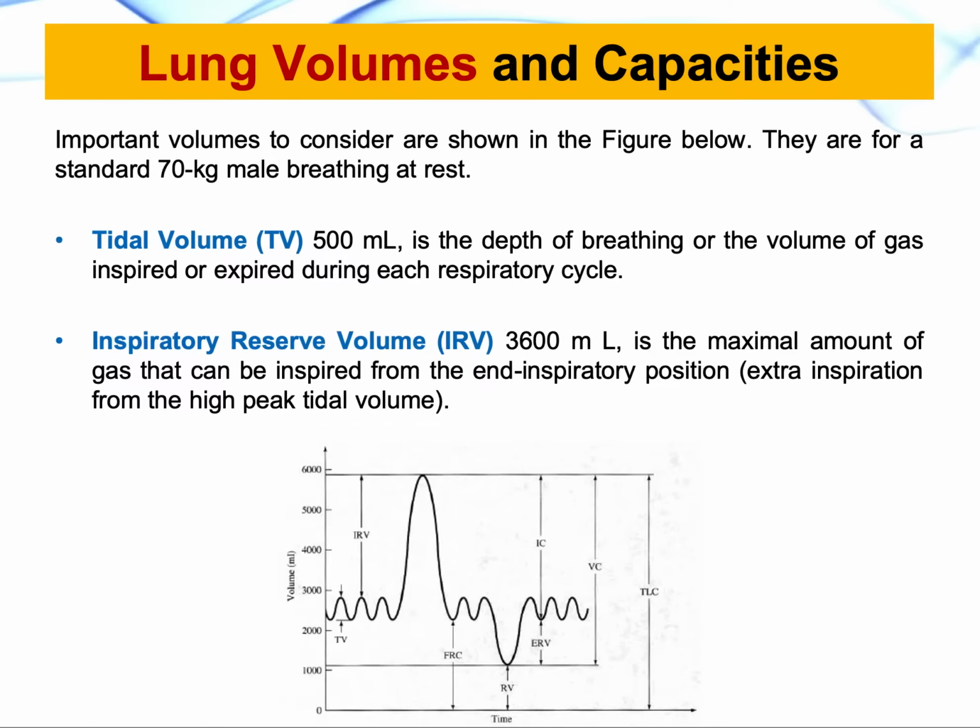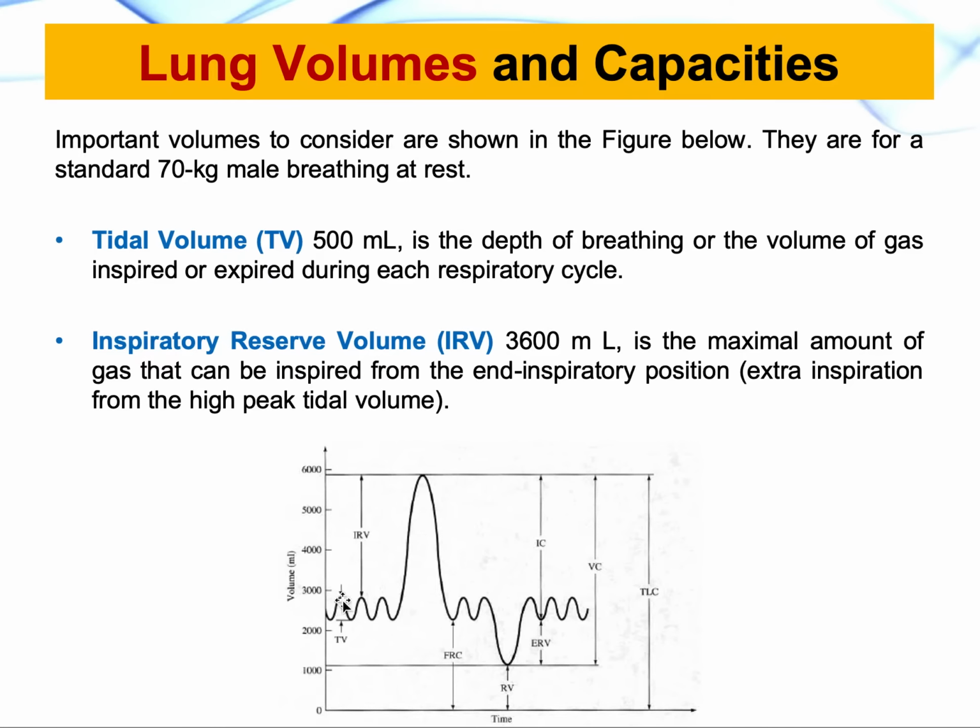So the first thing that we'd like to define is something called tidal volume, and this is roughly 500 milliliters for a standard 70 kilogram male, and that is this quantity here, the tidal volume. The definition of this value is the depth of breathing, or the volume of gas inspired and expired during each respiratory cycle at rest. So here you are changing the gas volume inside the lung by 500 milliliters, and that is called tidal volume.